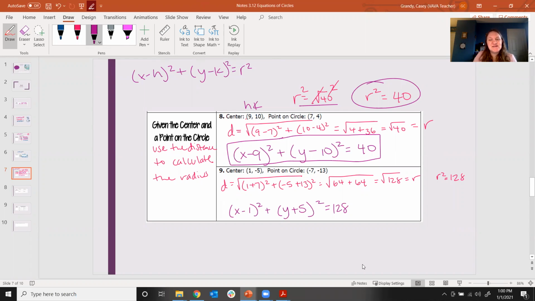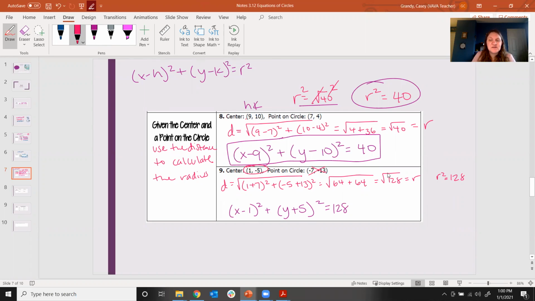One of the biggest mistakes that I see students make on this one is they actually use the wrong point in the equation. Remember, in our equation, this is h and k, our center. So I use this point in my equation, not this one. The only thing that this point is good for is helping me find the length of the radius.